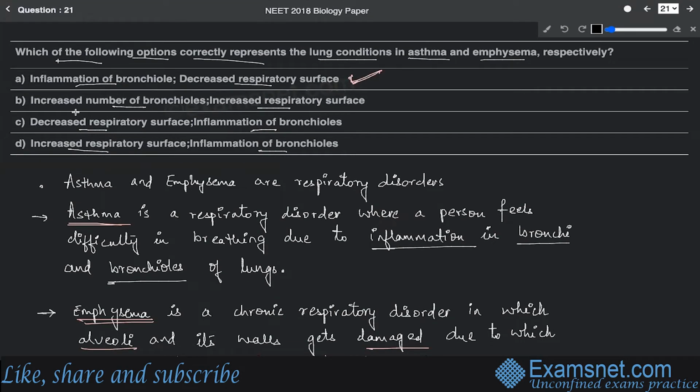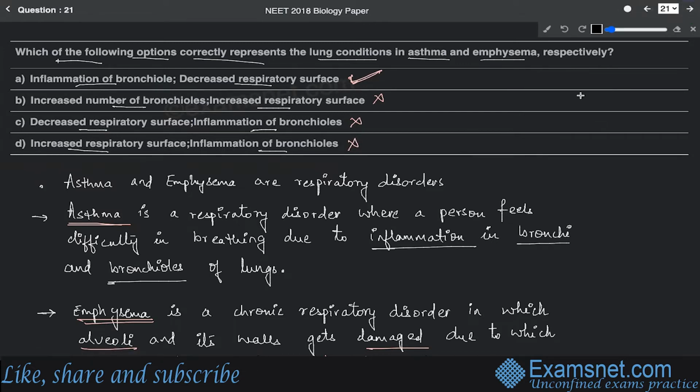The second option says increased number of bronchioles. Of course not, since this is a disorder, definitely there won't be an increase in the number of bronchioles. Decreased respiratory surface and inflammation of bronchioles, no. Increased respiratory surface, inflammation of bronchioles, again no. So the correct answer is option A.